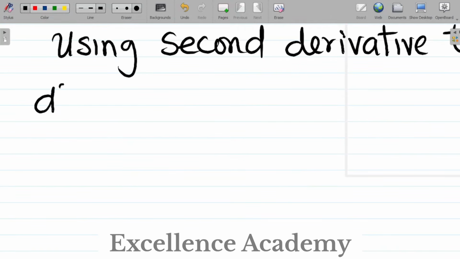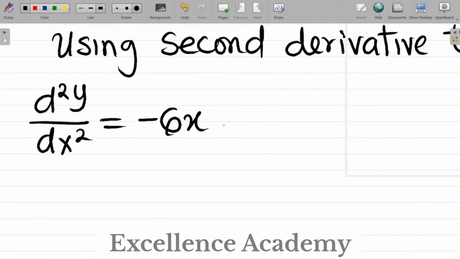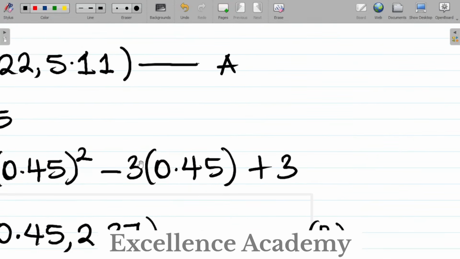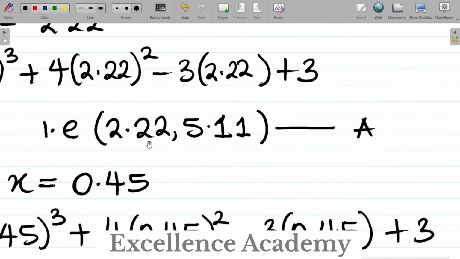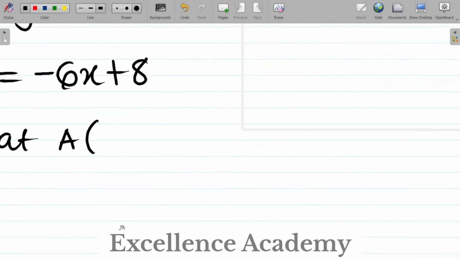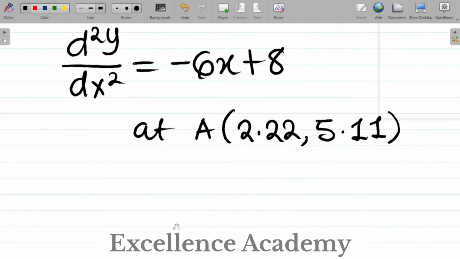So d²y/dx² is equal to -6x + 8. With this, I'll put the value of x here. At the first point, at A, the point there is (2.22, 5.11). At A, (2.22, 5.11).